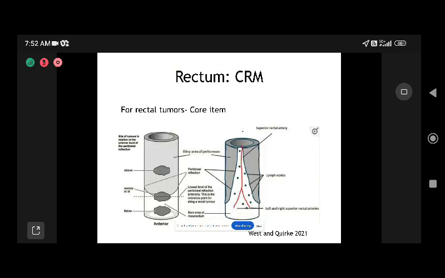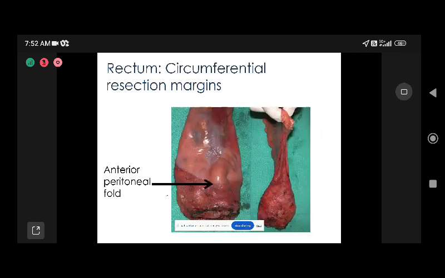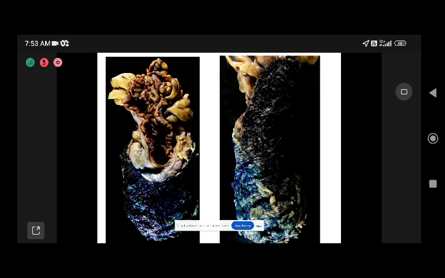So in the rectum, we've seen this. Again, we need to identify how much is the bare area and what is the relationship of the tumor to the peritoneum and the non-peritonealized surface. This is the serosa. It is seen as a shiny surface, whereas the non-peritonealized surface is the bare area, and that forms the circumferential resection margin. So what we do is we examine it, and we then ink the bare area.